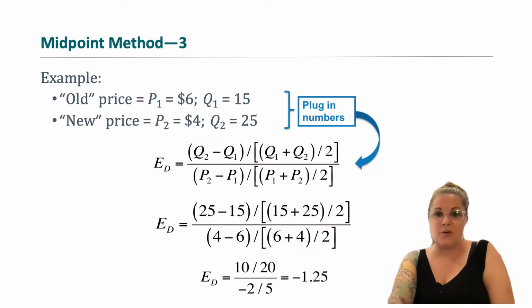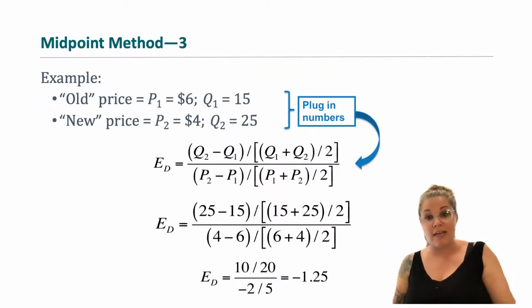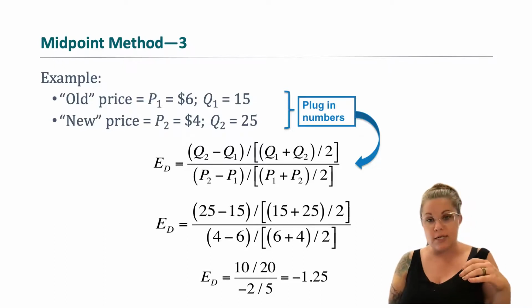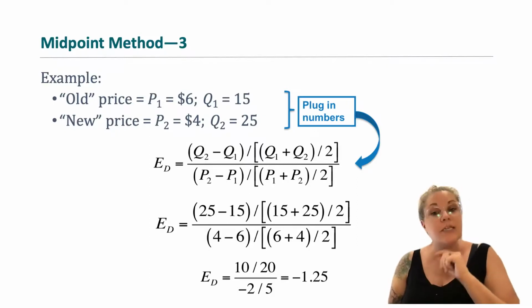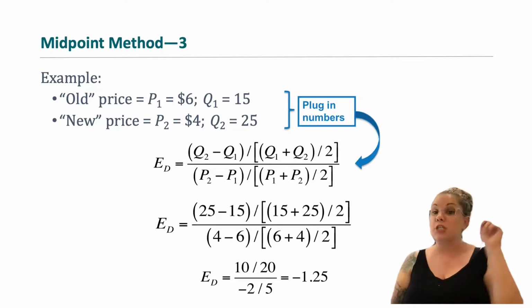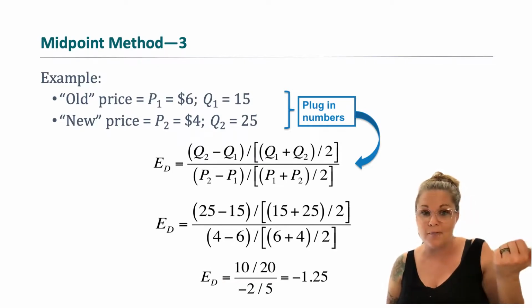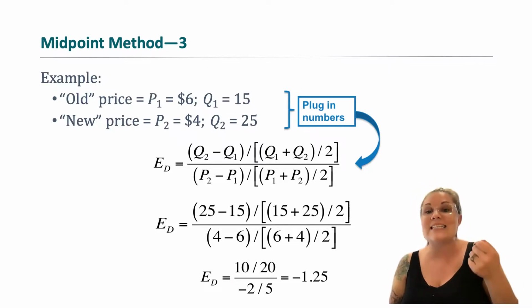Let me give you an example. This is where having a calculator would be really handy. So let's say that the old price was $6. And at this price, 15 people wanted to buy the product. Now the new price is $4. And at this lower price, more people want to buy this product, 25 people. Let's figure out what the elasticity is using the midpoint method.